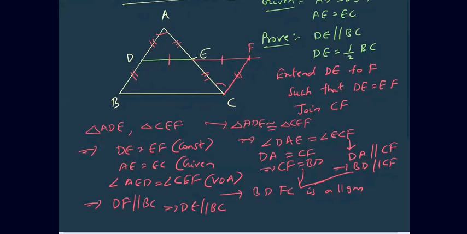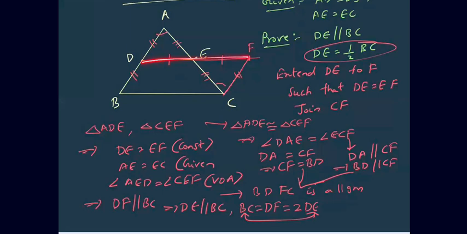Okay. So also we need to prove that DE is half times of BC. But we know that BC is equal to DF. BC is equal to DF, which is twice of DE. Okay, so since BC is twice of DE, then we can say that DE is half times of BC.